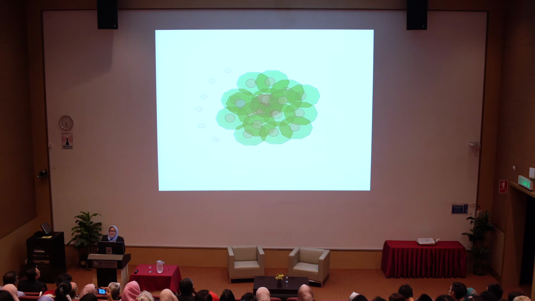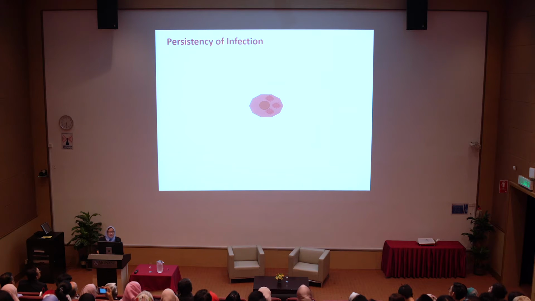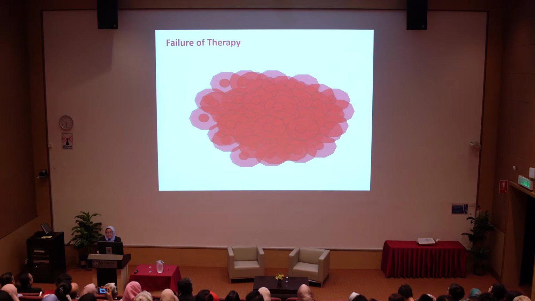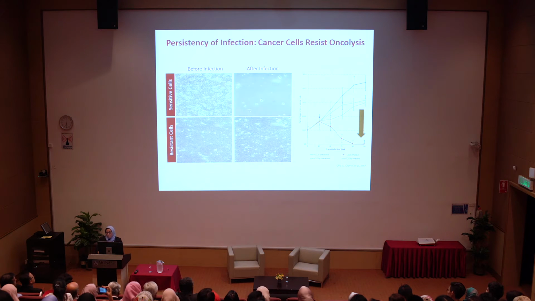However, more often than not, the viruses infect the cancer cells, but some cancer cells survive that infection. They remain alive. That is what we call persistency of infection. These persistently infected cells are potentially like time bombs that may acquire the ability to rapidly expand into resistant tumors. And you don't want that. You don't want that to happen at all.